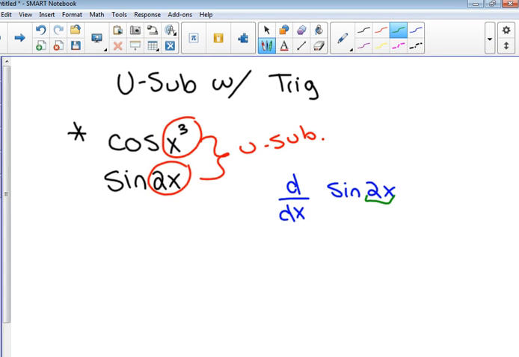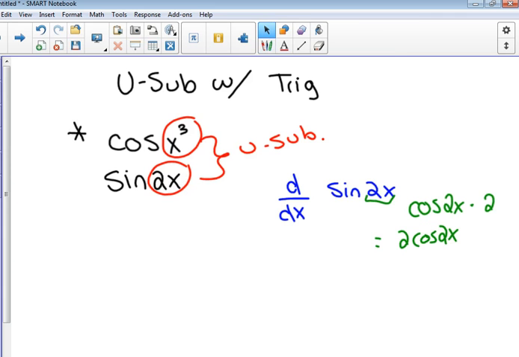So if you were going to take the derivative of sine, does anybody remember what that was? Cosine. Good. And then we kept the 2x the same, but then we had to times it by 2. So this really became 2 cos 2x. So to undo this chain rule, whenever you see more things, we're going to have to use substitution, kind of going backwards. Okay, so here's our first example.